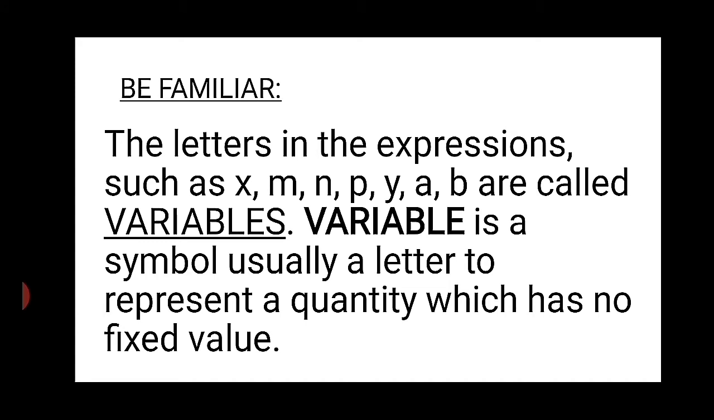So let's be familiar with the following terms used. Number 1, the letters in the expressions, the ones we mentioned: x, m, n, p, y, a, b are called variables. A variable is a symbol, usually a letter. All the letters you see in an expression are called variables. A variable represents a quantity which has no fixed value. So if you are asked which in those expressions has no fixed value, that is called a variable.